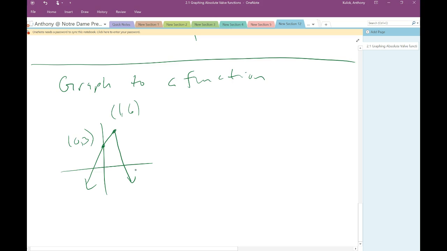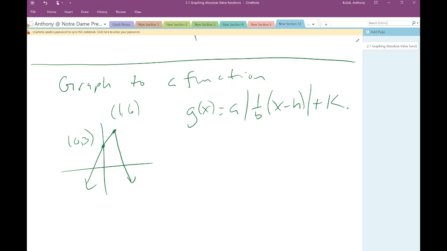So here's my absolute value function. The key to doing this is still this form. This will remind us very much of writing the quadratic model from the previous module.